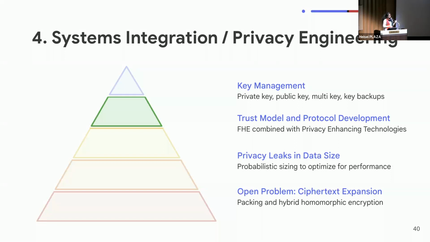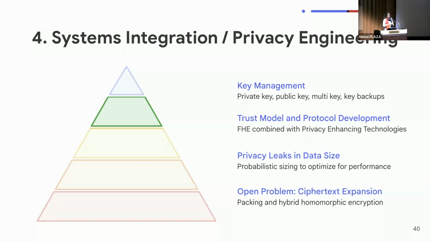Secondly, the trust model and protocol development. FHE is but a puzzle piece in the set of privacy-enhancing technologies. So far, I have assumed that there is an honest but curious model. What if the server is adversarial? You might need zero-knowledge proofs. What if the client is adversarial and trying to learn something about the model? You might need differential privacy. And it's very interesting how you can leak data size to the server. It's kind of understood in traditional cryptography, but it has a more adverse effect on performance in the FHE space.